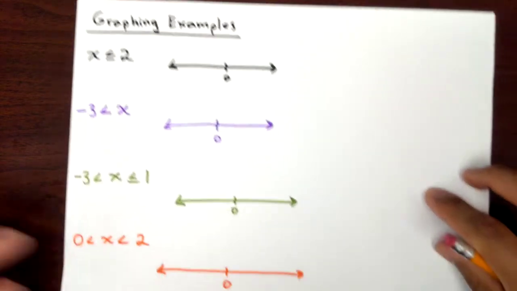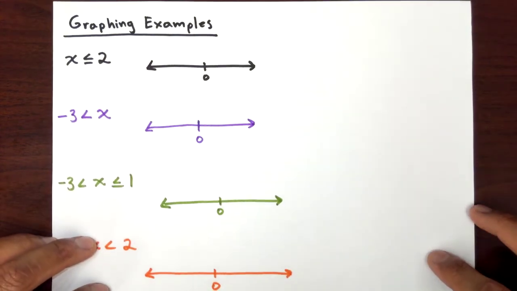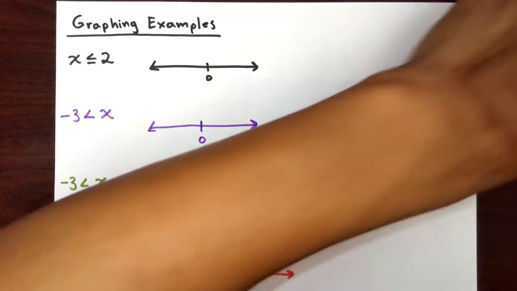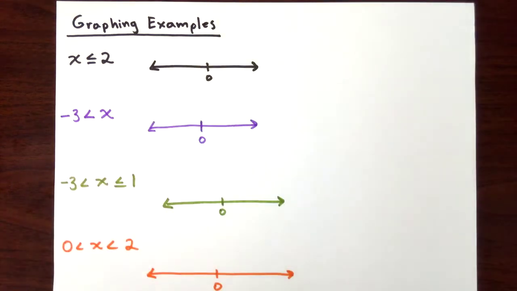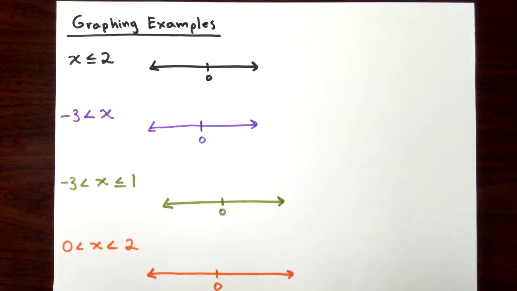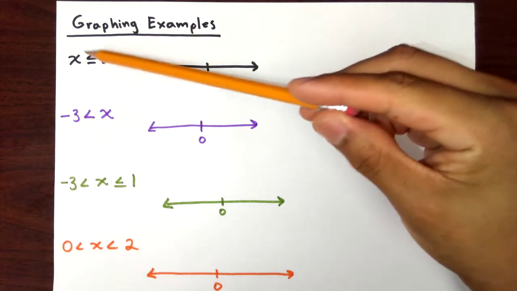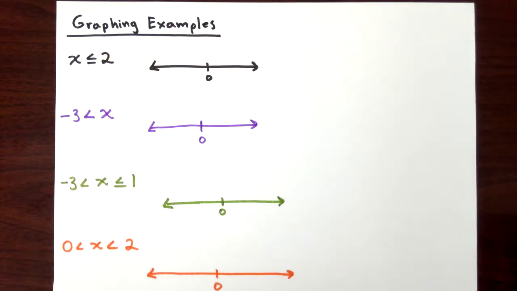And these are examples from your book. We're going to just graph some of these. We're going to graph these together so that we can get a good idea of what they should look like. Okay, so let's start with x is less than or equal to 2.